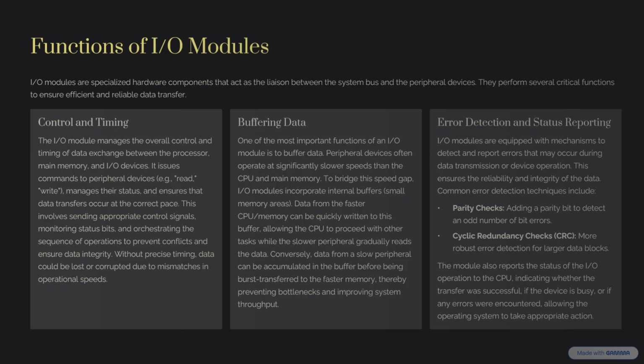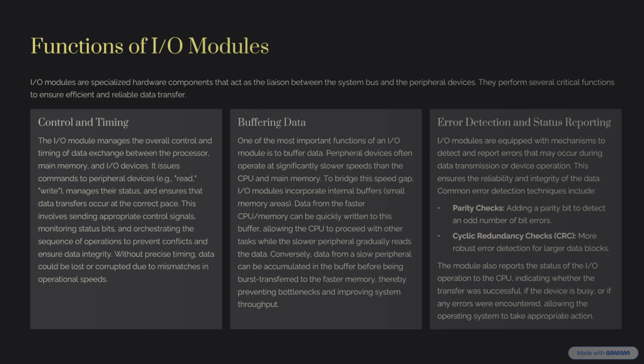So I'll be continuing on slide 7, which is functions of input-output modules. One of the functions is control and timing. What's the meaning? What does it do? It coordinates data transfer speed between the CPU and the input-output devices. That's a brief summary of it.